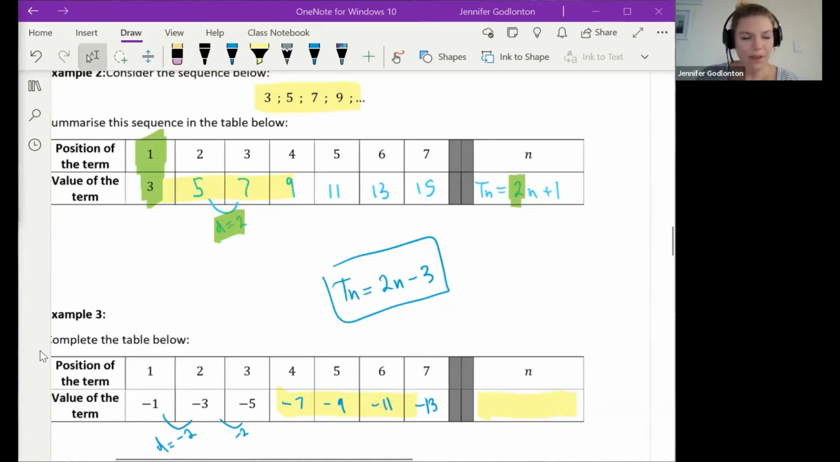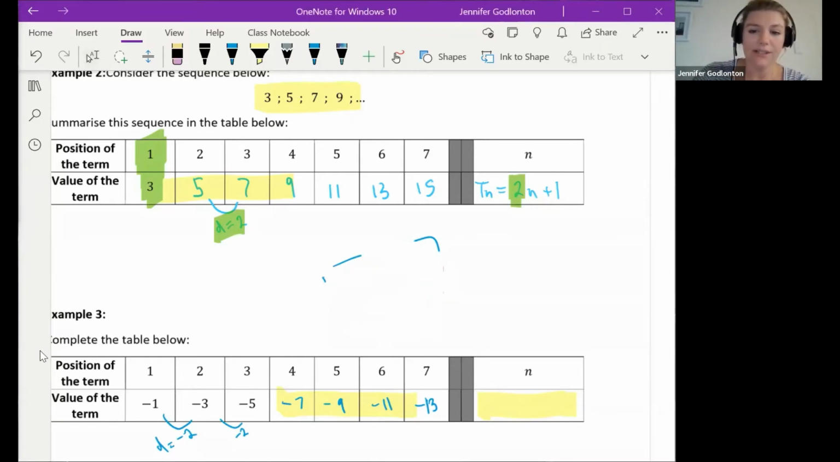Okay. All right. So this is definitely not right because our constant difference is not 2. Our constant difference is -2. So we know that we're going to have Tn is equal to -2n, and 1 times -2 is going to give us -2. So how do I get to -1 from -2? I have to plus 1. And so I get -2n plus 1.